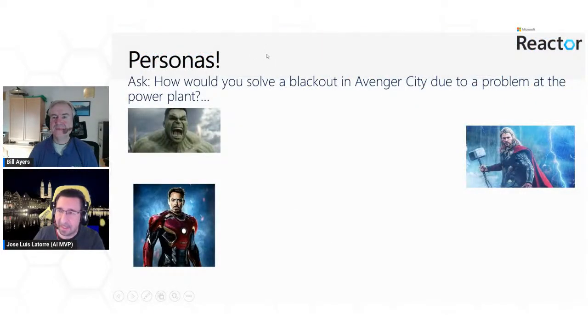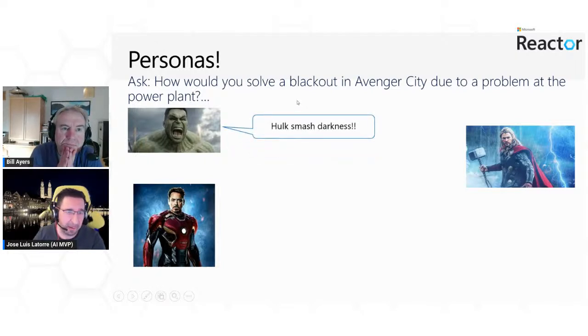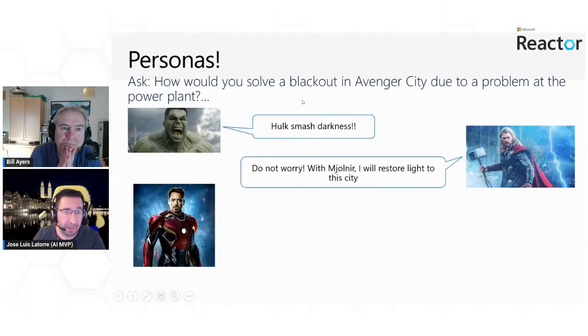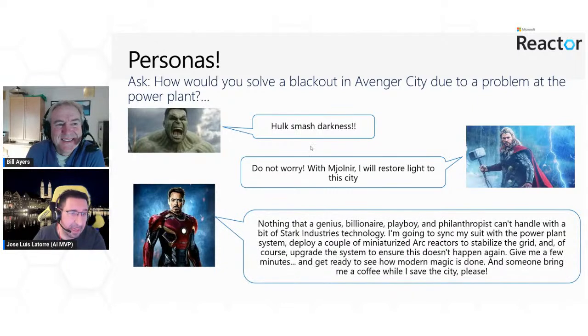And also, I want to reinforce that a persona heavily affects how a system or a large language model reacts. For example, if we put the persona of Hulk with a blackout in Avenger City, what will happen? Clearly, Hulk will try to smash darkness, which may not be accurate, or Thor will try to restore light with Mjolnir. Probably it would not do good to hit a power plant with lightning, right? And maybe the scientist attitude would be better, if the arc reactor was a reality. But you get the point, right?